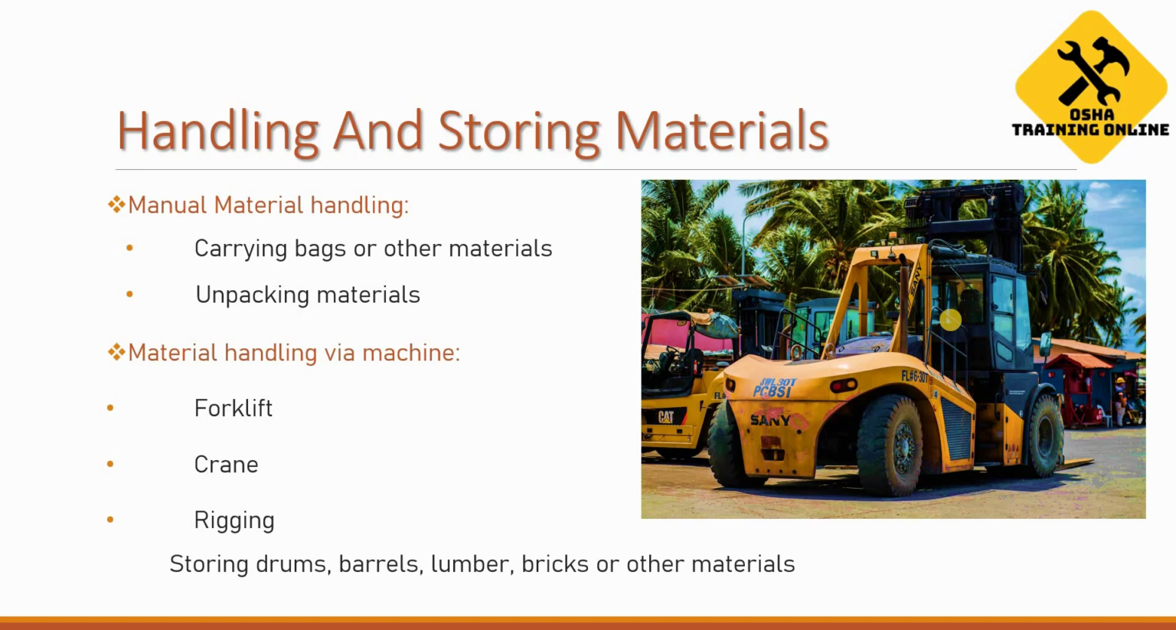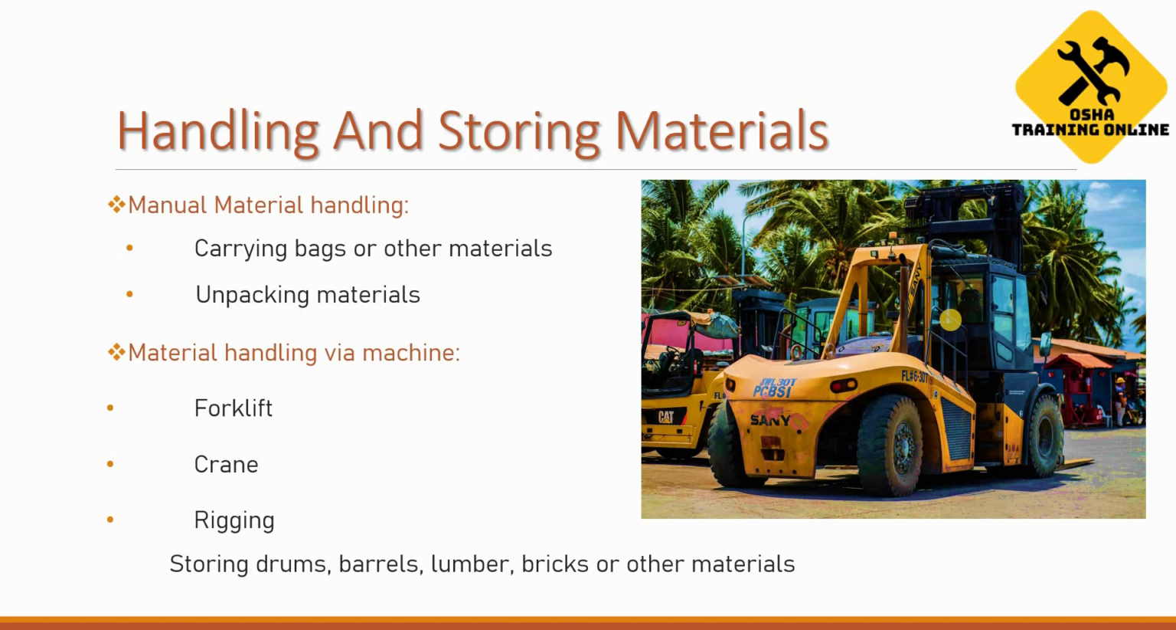Rigging is a kind of machine having ropes or chains which hold certain kinds of heavy materials. You may have seen it in certain industries. It contains ropes or different kinds of strong chains which basically hold certain material and place it from one place to another place. So via machine we basically store different kinds of drums, barrels, lumber, bricks, or other materials. You may be aware of what drums, barrels, and bricks are, but let me tell you about lumber.